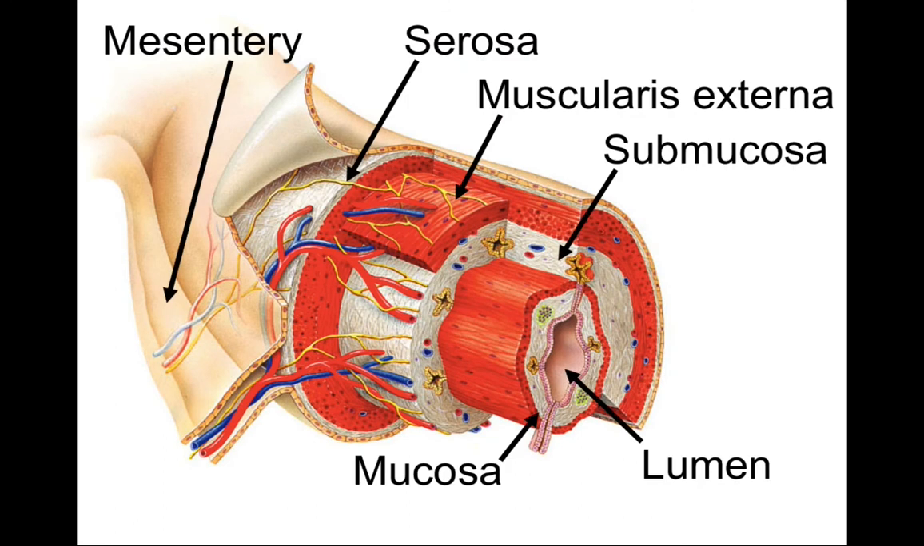So by definition, the first thing that any organ needs in order to be considered a part of the alimentary canal is the lumen.